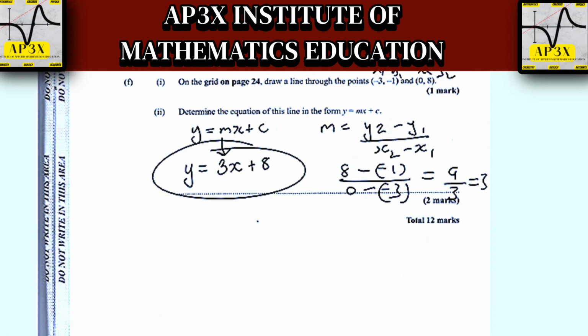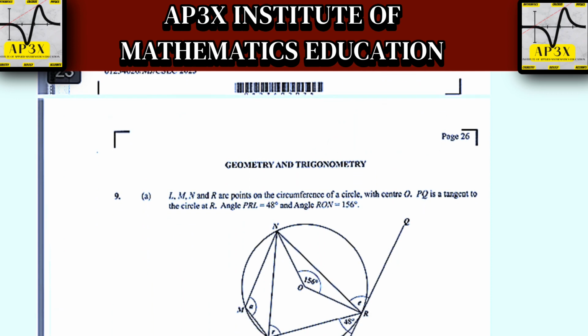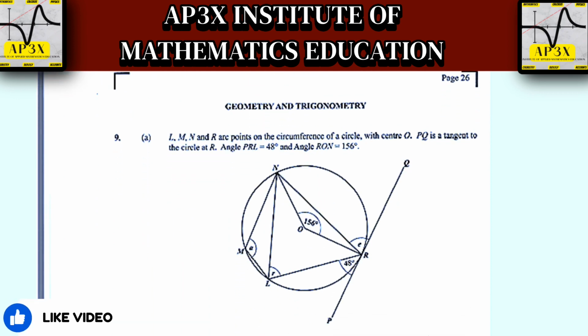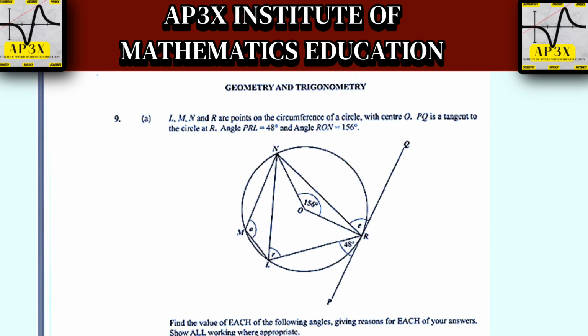All right, so that brings us to the end of the functions question for the May 2023 past paper. Let's move on to question 9, where we're going to be looking at some geometry and some trigonometry. This is one of my favorite topics to teach. It's a little bit challenging for a lot of students because your geometric skills and reasoning have to be top tier. So hopefully I can walk you through the thought process of this particular diagram. Now, L, M, N, and R are points on the circumference.